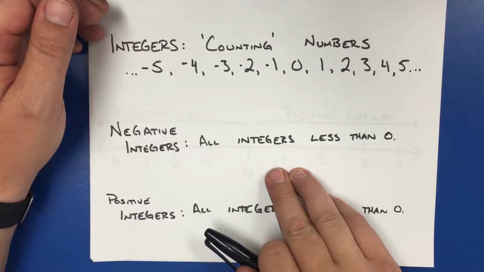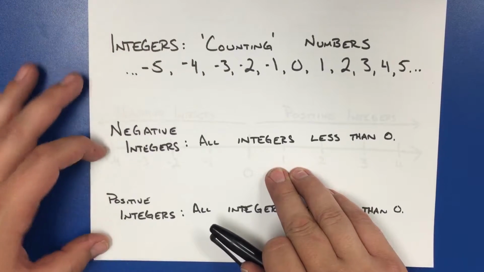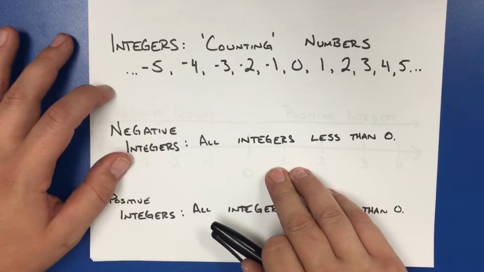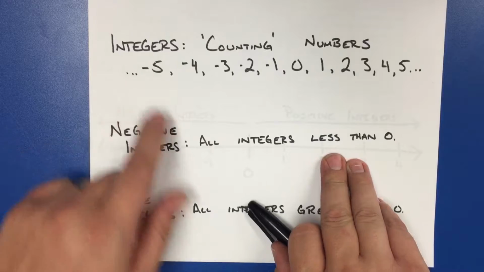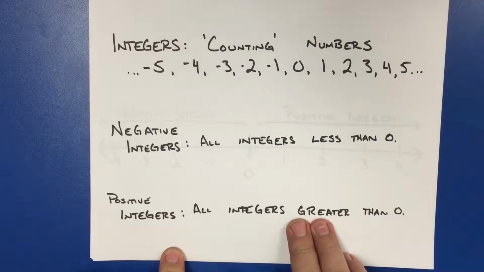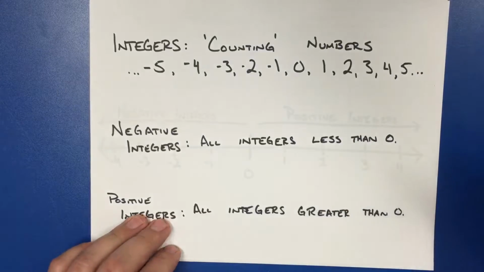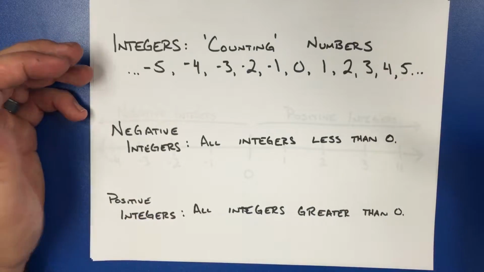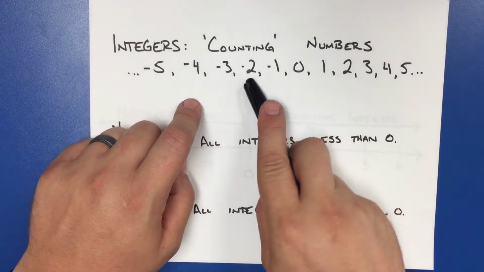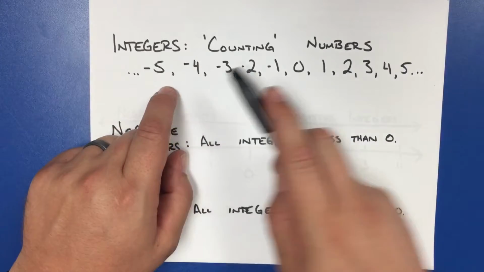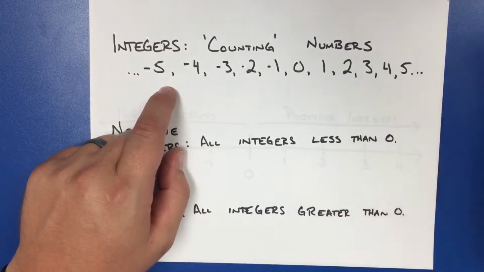Negative integers, if you have a good understanding of what integers are, negative and positive integers are not going to be tough. Negative integers are all the integers that have a value of less than 0. Positive integers are just going to be all the integers with a value greater than 0. So in my example, my negative integers are -1, -2, -3, -4, -5. My positive integers would be 1, 2, 3, 4, 5.